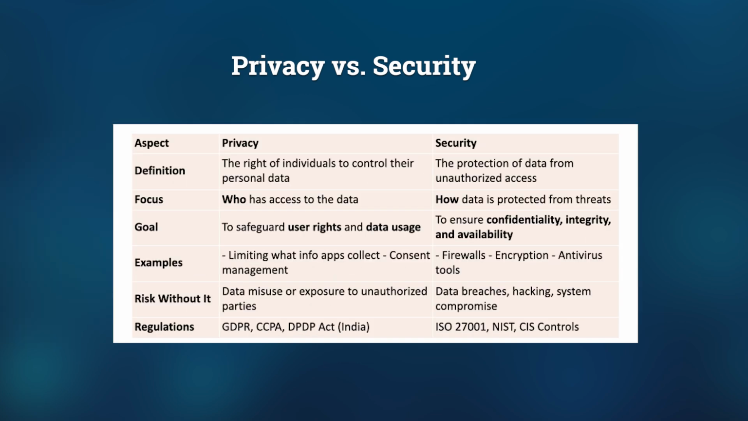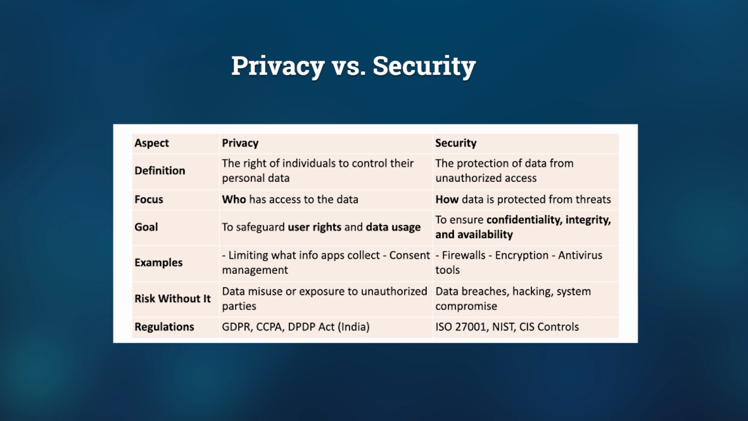If we define privacy and security separately, then privacy is the right of an individual to control their personal data, and security is the protection of data from unauthorized access. In privacy, our focus is who has access to the data. But in security, our focus is how data is protected from threats. The goal in privacy is to safeguard user rights and data usage. And in security, the goal is to ensure confidentiality, integrity, and availability.